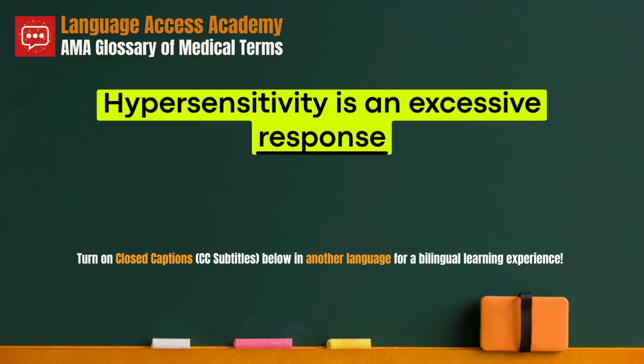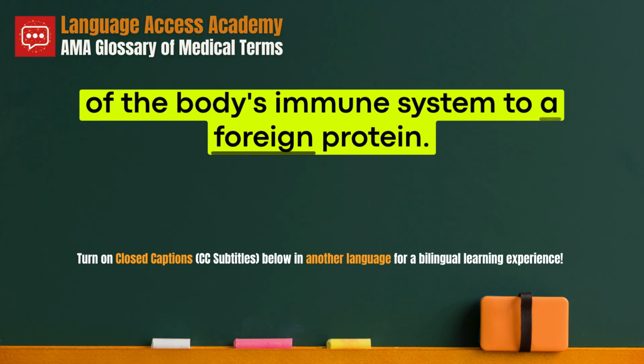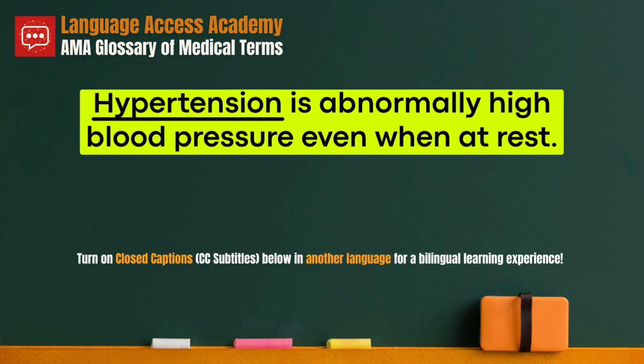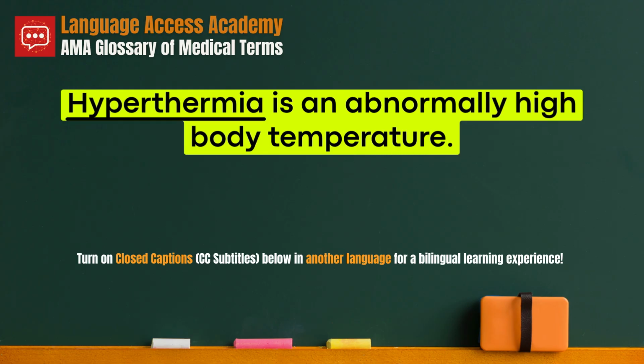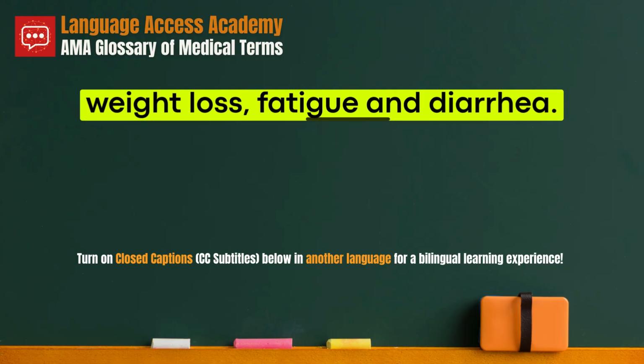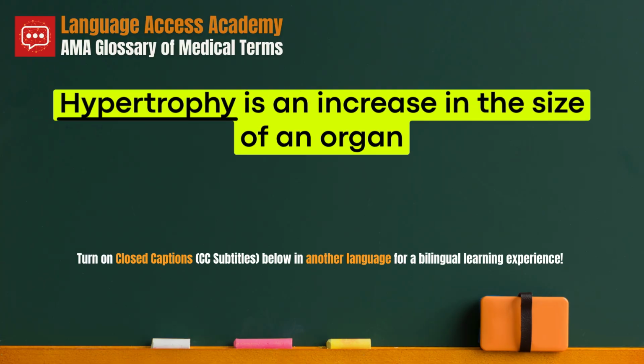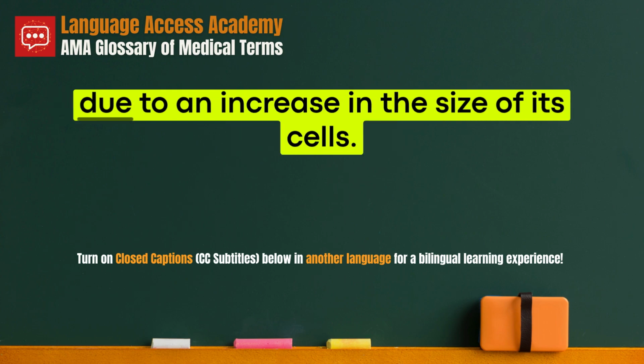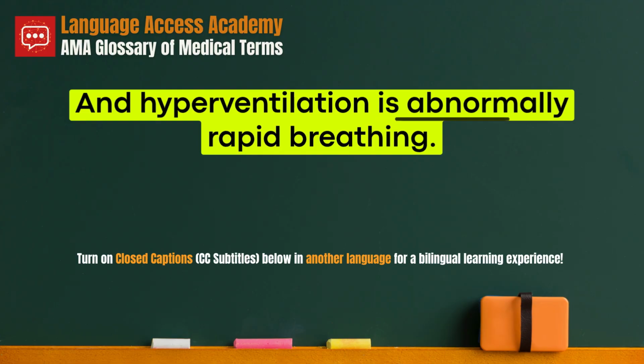Hypersensitivity is an excessive response of the body's immune system to a foreign protein. Hypertension is abnormally high blood pressure even when at rest. Hyperthermia is an abnormally high body temperature. Hyperthyroidism is the overactivity of the thyroid gland, causing nervousness, weight loss, fatigue, and diarrhea. Hypertrophy is an increase in the size of an organ due to an increase in the size of its cells. And hyperventilation is abnormally rapid breathing.